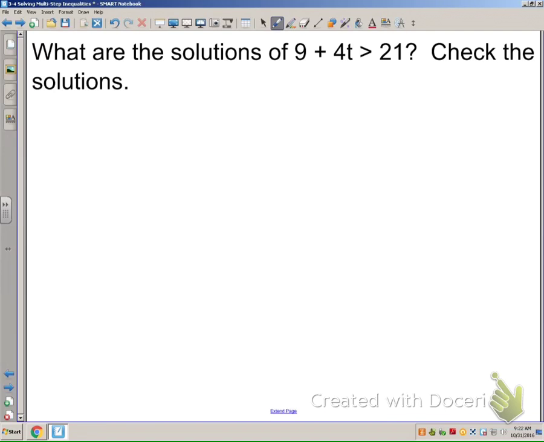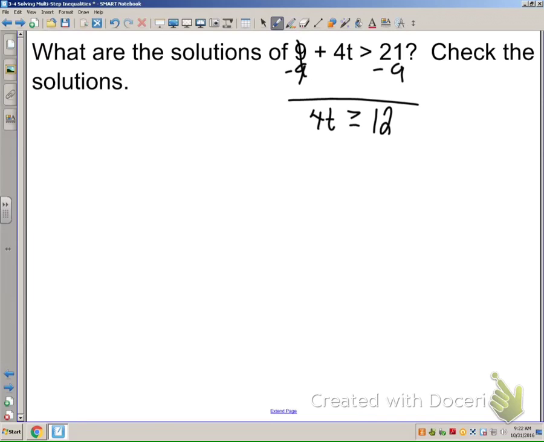Okay, so let's try this one. What are the solutions of 9 plus 4t is greater than 21? If you want to do circles and squares, that's great. I see that there's a 9 here. I want to get rid of it. How do I get rid of 9? I subtract 9. The property of equality tells me whatever I do to one side, I must do to the other. So I've got 4t is greater than 21 minus 9, which would be 12.